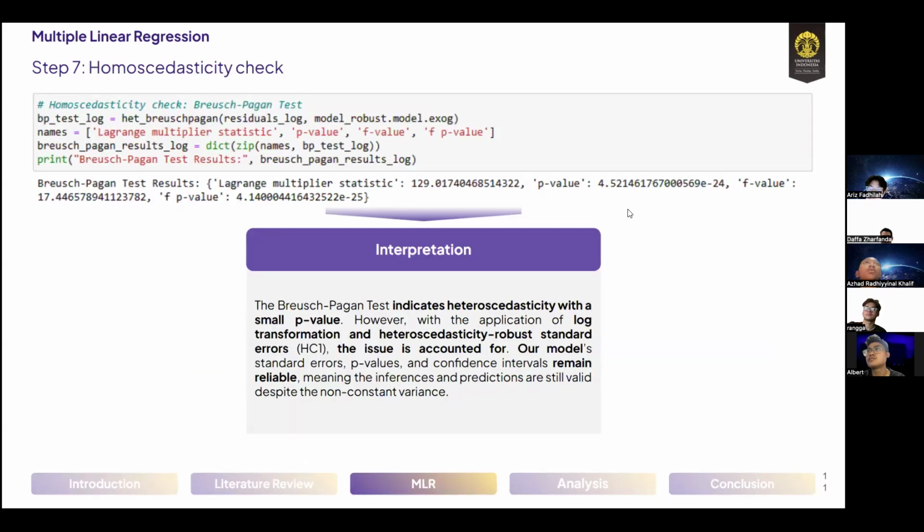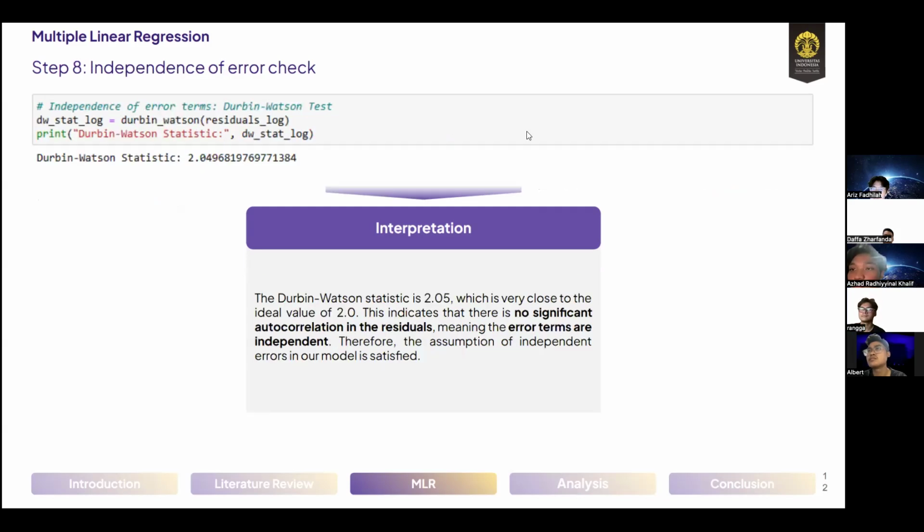And then for the homoscedasticity check, we can use this coding, and the Breusch-Pagan test indicates heteroscedasticity with a small p-value. However, with the application of log transformation and heteroscedasticity-robust standard errors, the issue is accounted for. Our model's standard errors, p-values, and confidence intervals remain reliable, meaning the inference and prediction are still valid despite the non-constant variance. And then the eighth step is the independence of errors check.